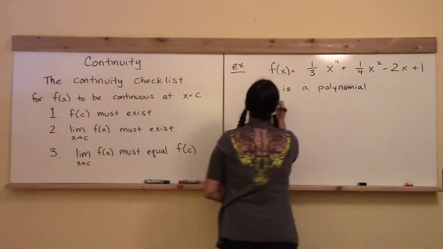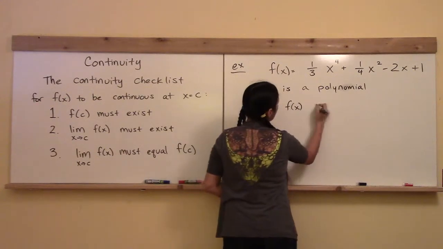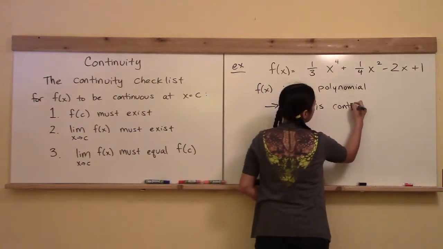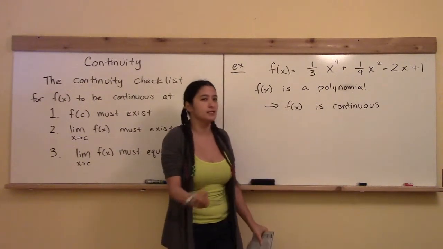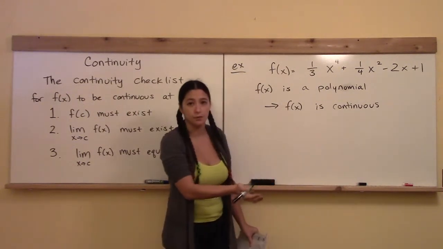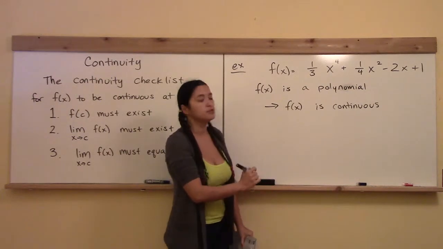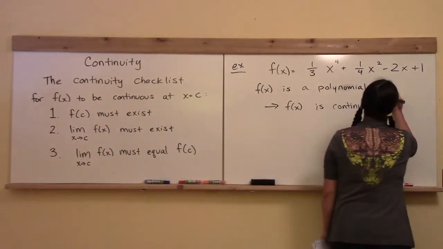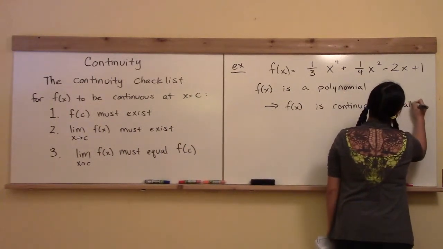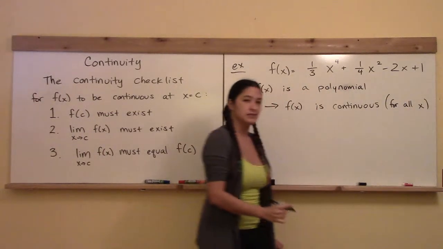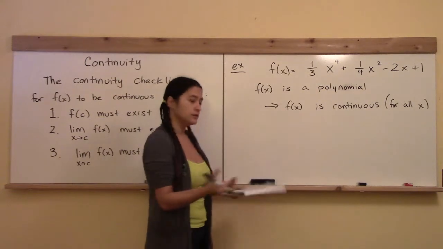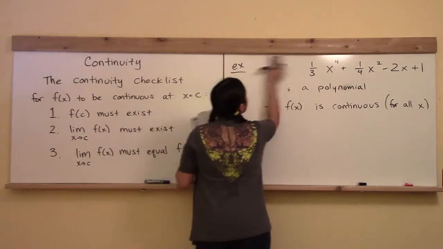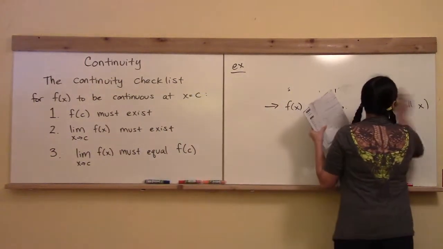So therefore, f of x is continuous. And once again, if I just say continuous and I don't say continuous where or for what x, it's implied that it means for all x. Okay, so you might see it this way, or you may see it like this: f of x is continuous for all x. Okay, so let's go on to another example now, a little bit more difficult one.